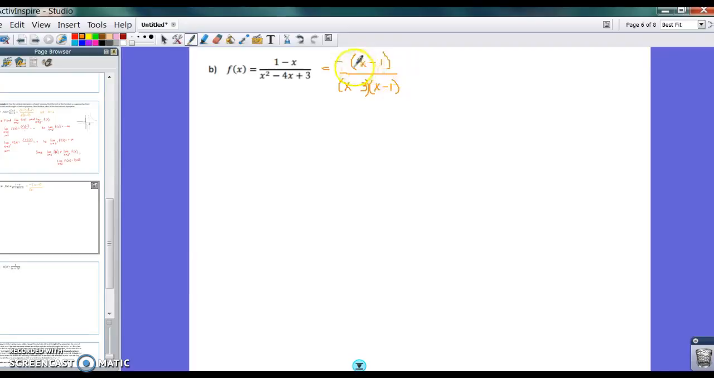So what happens here is I can cancel the x minus 1's, which tells me that I have a vertical asymptote at x equals 3. And whenever you cancel factors, that leaves you with a hole. So I would have a hole at x equals 1. But I'm really just concerned about this x equals 3. So I'm going to find the limit as x approaches 3 from the left first.